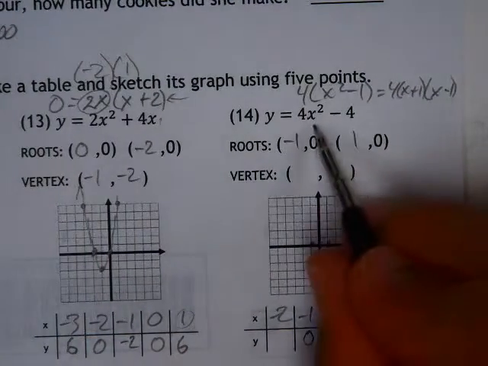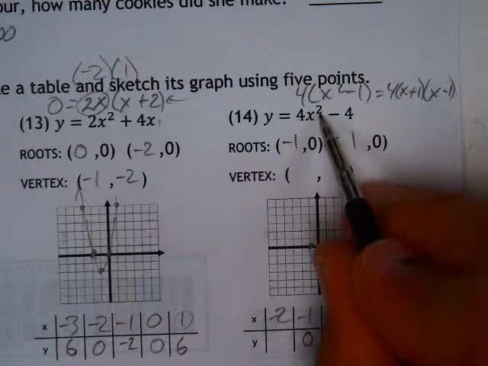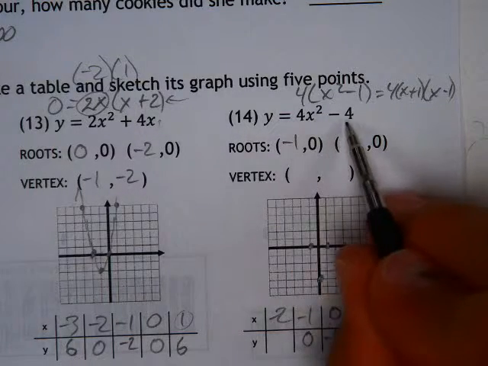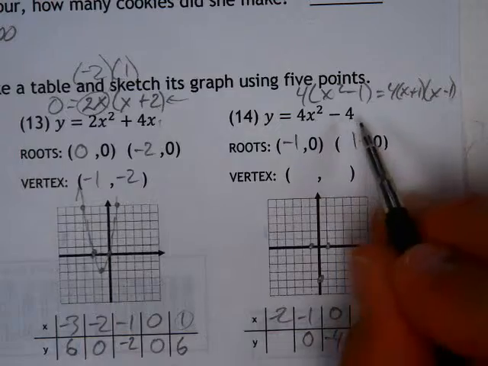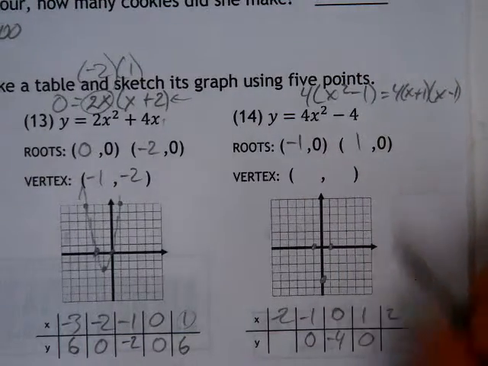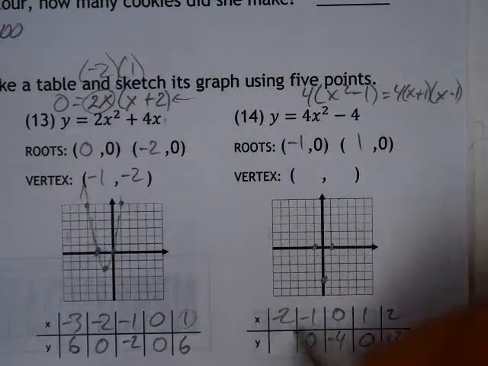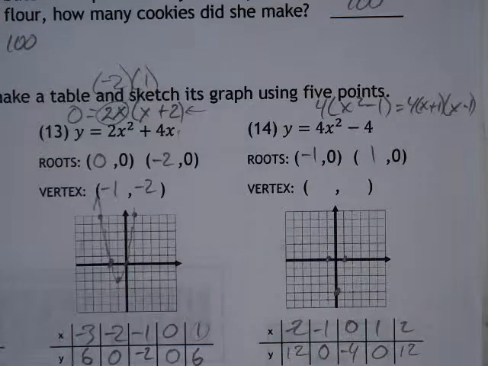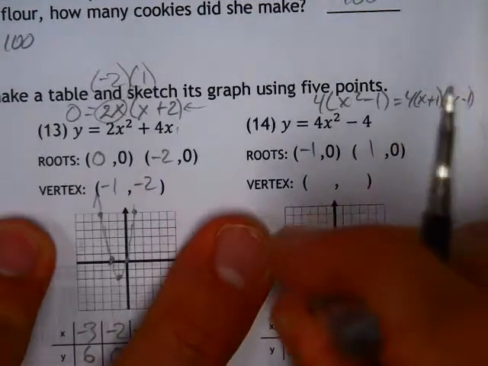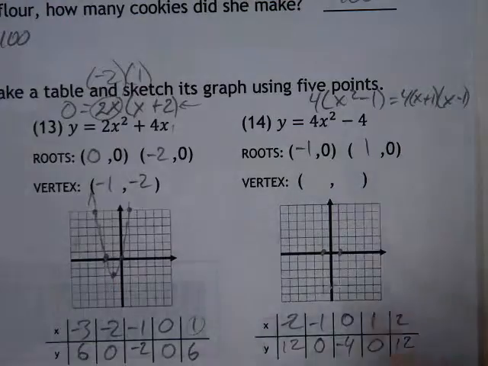But if I plug in a 2, 2 squared is equal to 4. 4 times 4 is 16. Minus 4 is 12. So the point that I have here is a 12, and this is a 12. So maybe instead of counting by ones, I count by 2s.